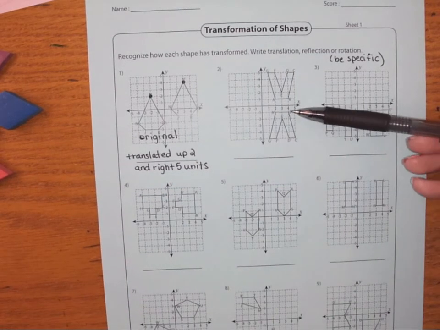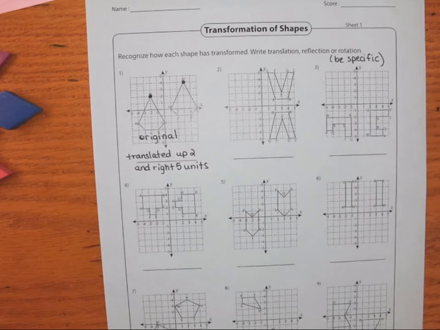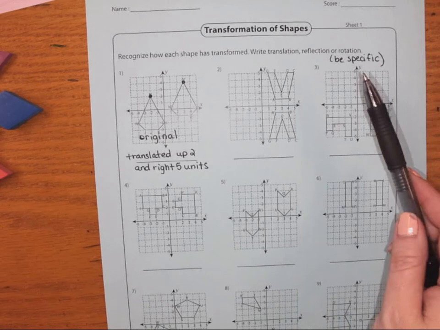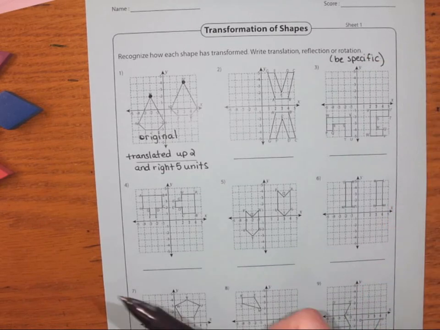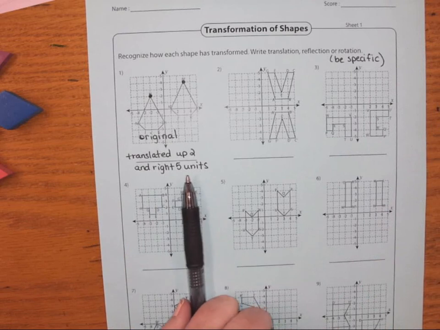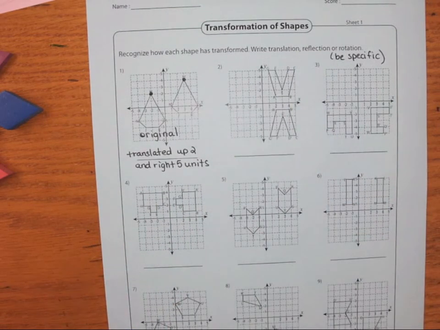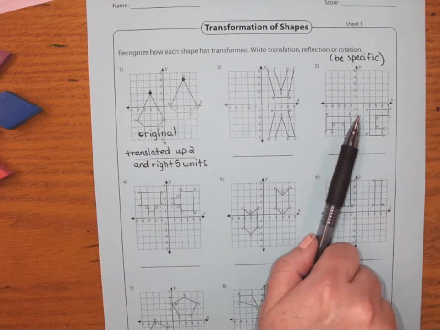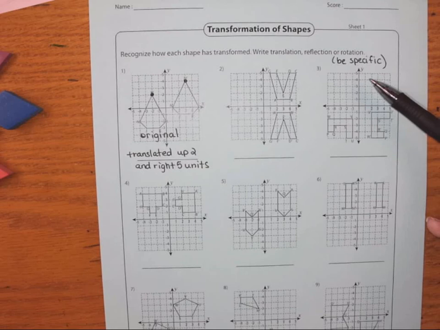On this one, if you think it's a reflection, I want you to tell me over what. Is it a reflection over the x-axis? Is it a reflection over the y-axis? If it's a rotation, I want you to be specific about what degree it is. So I don't just want you to say translation, I want you to say how it translated. I don't just want you to say reflection, I want you to say what it reflected over. And I don't just want you to say it rotated, I want you to tell me what degrees you think it rotated. Also, keep in mind you probably need to say whether it's clockwise or counterclockwise.